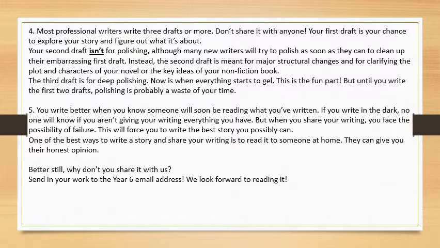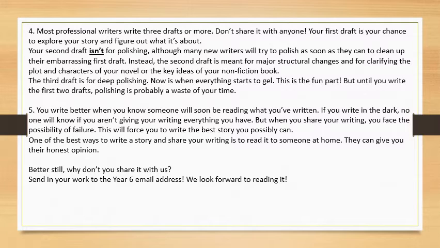Most professional writers write 3 drafts or more. Don't share it with anyone. Your first draft is your chance to explore your story and figure out what it's about. Now, if you want to write a quick first draft before you write a second one, that's absolutely fine. And then just send me the second one. That is absolutely fine. Okay. Your second draft isn't for polishing, although many new writers will try to polish as soon as they can to clean their embarrassing first draft.